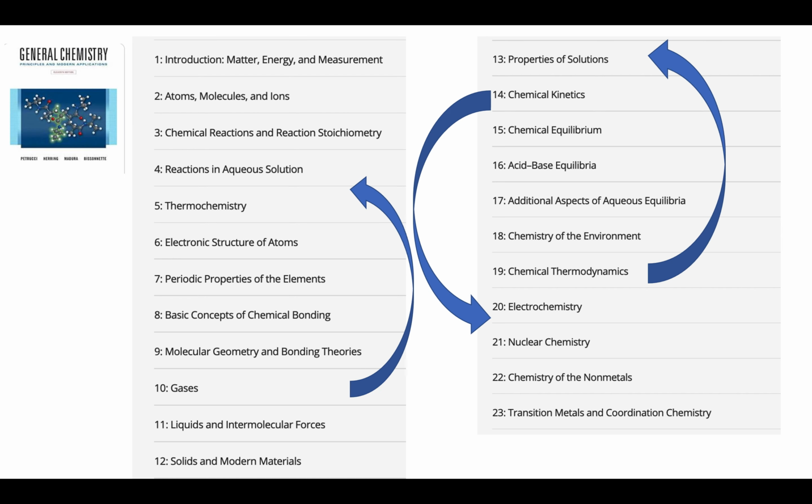In a somewhat more advanced book like Petrucci, there's a small change within the first semester, and then there's a switch. There's a switch where the chemical thermodynamics is at the start of the second semester and kinetics is moved down.